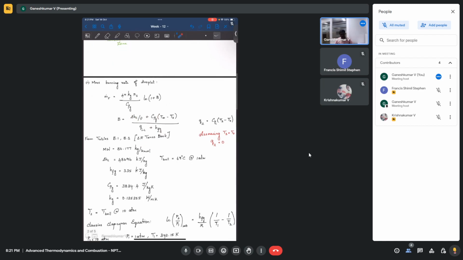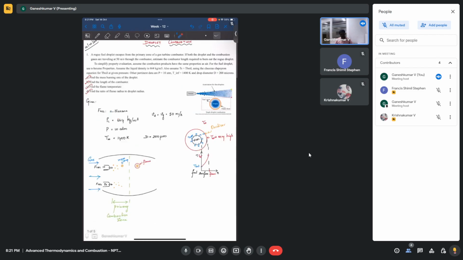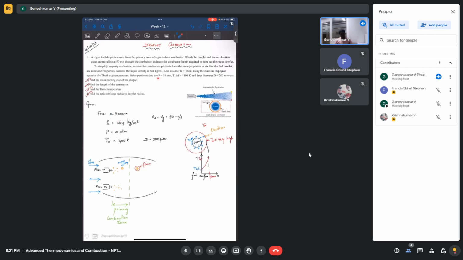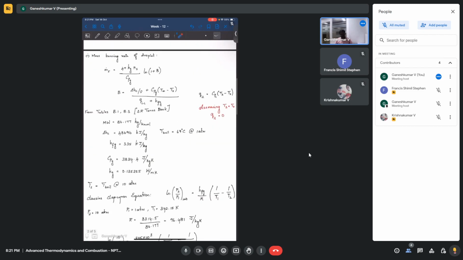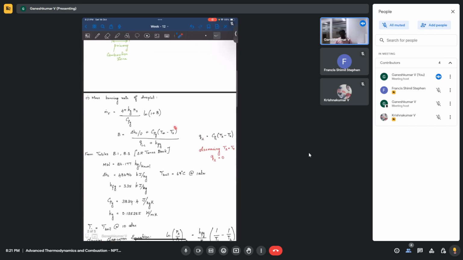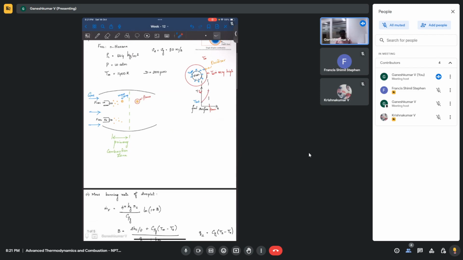And then one more additional thing is they have given that pressure is at 10 atmosphere, but we also don't know what TS is. That is one of the problems. TS is the surface temperature of the droplet, so it's nothing but the droplet's surface temperature.